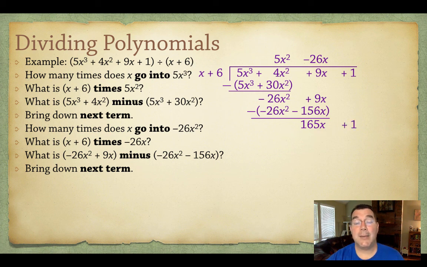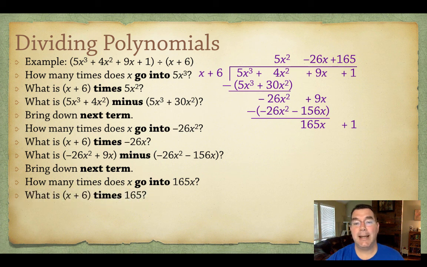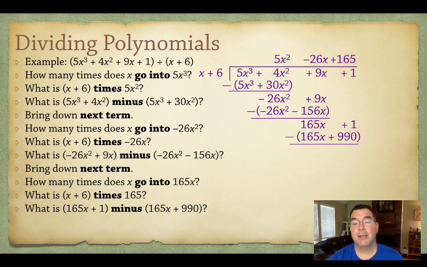And again, one last time I ask myself, what would I have to multiply that x by on the outside to get 165x? And the answer is 165. So I multiply 165 by everything that's on the outside, and I get 165 times x is 165x, and 165 times 6 is 990. So that's what I write underneath. And then I subtract. 165x minus 165x is going to be nothing, and 1 minus 990 is going to give me negative 989.